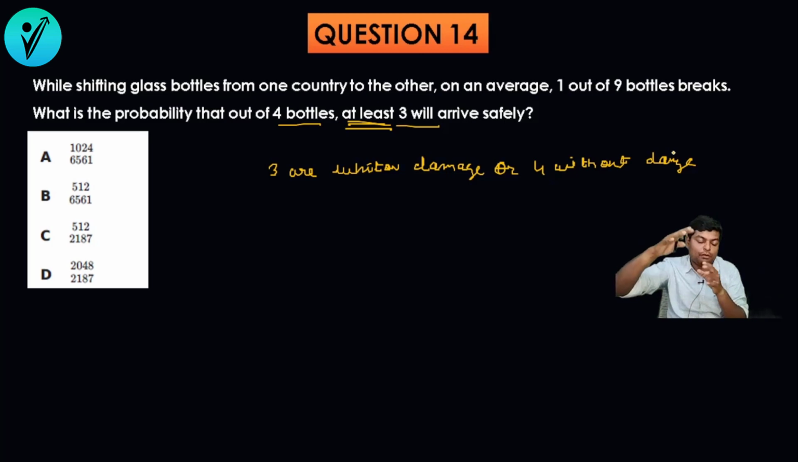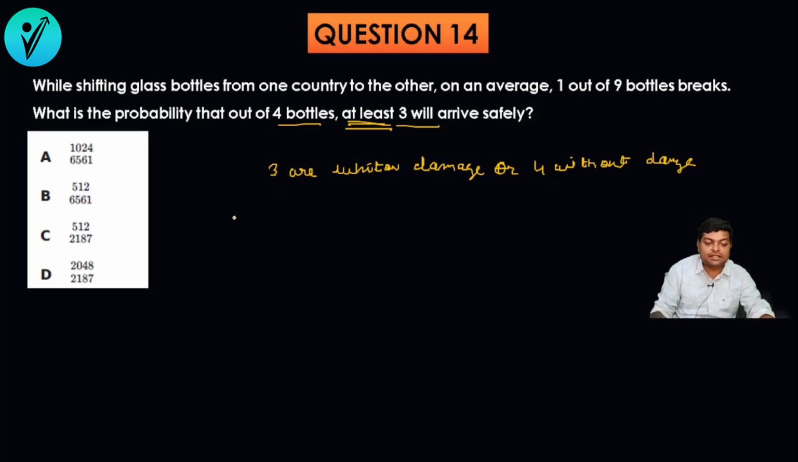So out of these 4 bottles, first we need to look at which one is the damaged bottle, whether it's the first one, the second one, the third one, or the fourth one. So I need to select out of the given 4 bottles. First of all, I need to select which one is the damaged bottle, because out of 4, 1 will be damaged, right? Only 3 will be correct. So first of all, I need to select which one has the damage.